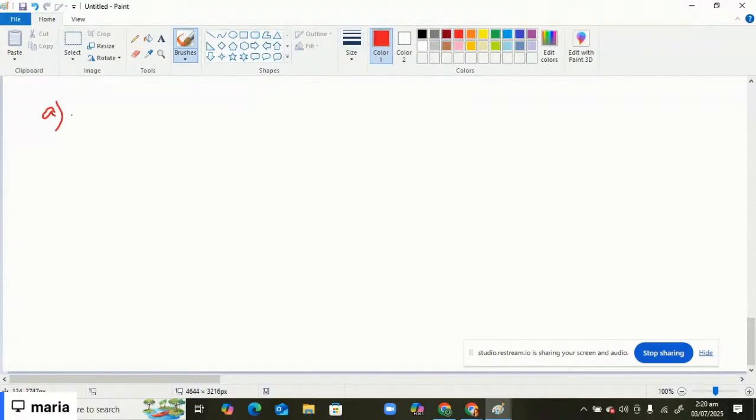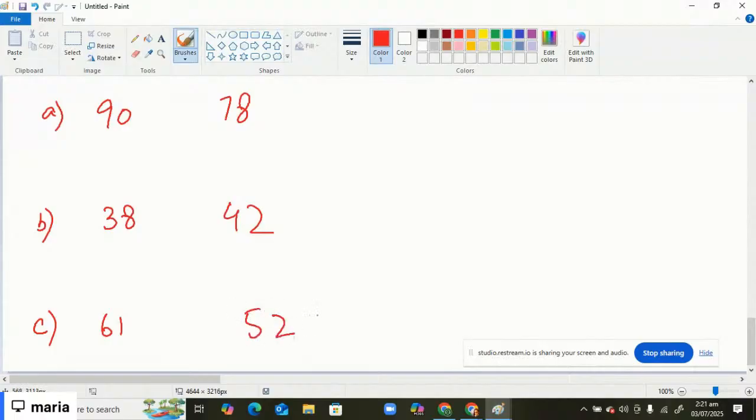so the first question is 90 and 78. Second is 38, 42. Third is 61, 52. Now you guys tell me which one is the right answer in all of these three. Check it out, everyone, and then tell me in the chat for all these three. I'm going to write down the other ones as well.